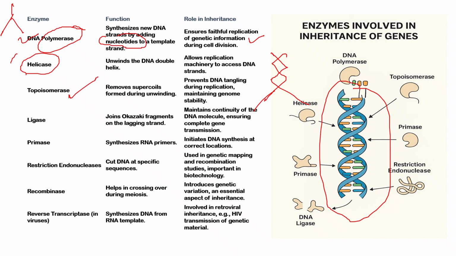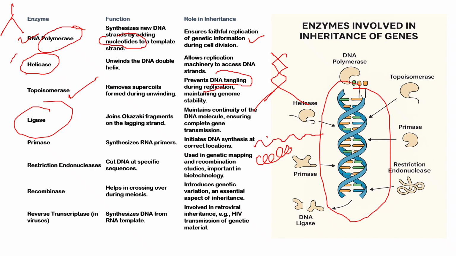Topoisomerase. So what will this topoisomerase do? For example, if you take a thread, stretch it and leave it, what will happen? Coils will be formed. To prevent those coils, the topoisomerase plays a major role. It prevents DNA tangling during replication and helps in maintaining genome stability.